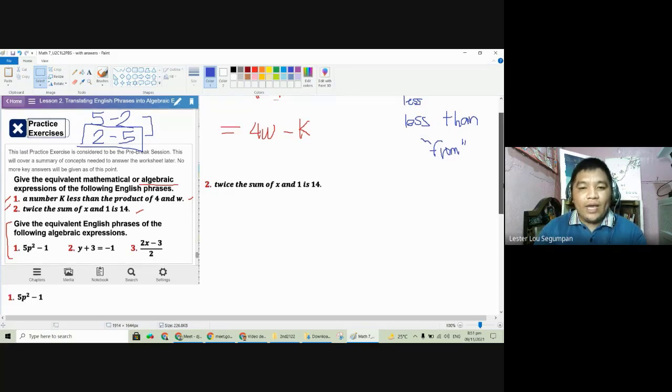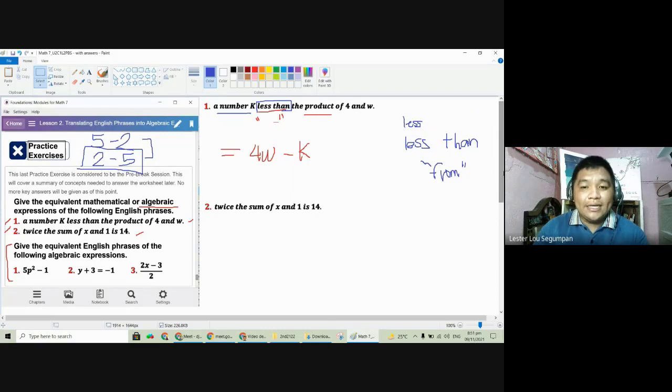Number two, we have here the expression twice the sum of x and 1 is 14. We need to identify the keywords that represent operation. So first, let us talk about the term twice. Twice is actually a unique keyword for multiplication, specifically by a factor of 2.